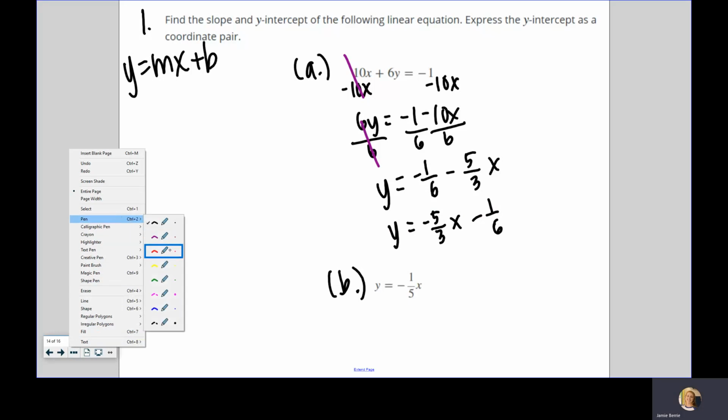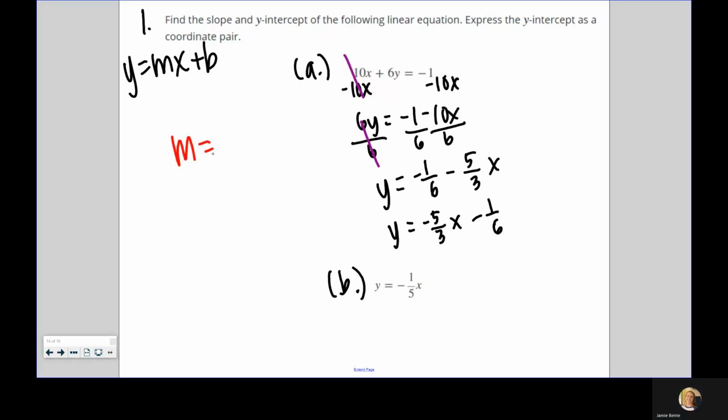All right, so now let's identify the slope and the y-intercept. All right, so the slope is the number attached to x, so that's -5/3. And the y-intercept, it says to write it as a coordinate pair. So that's going to be 0, b. Here, b is -1/6.